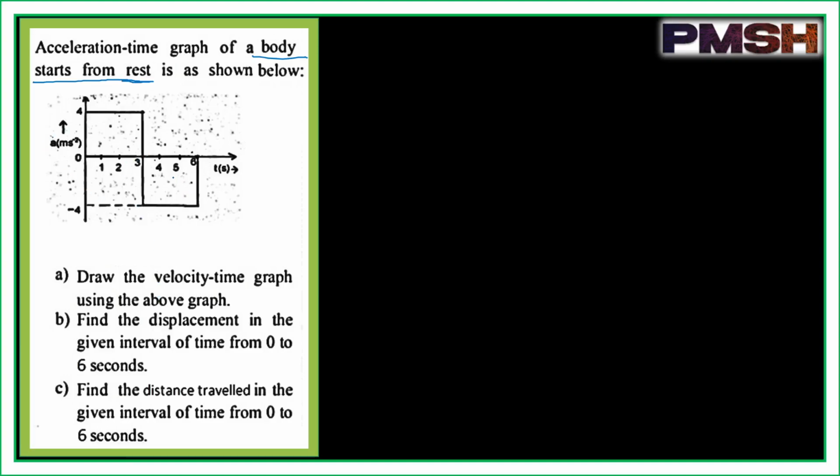So using this graph, this is the acceleration time graph, right? You want to draw the velocity time graph. Now let's see what is the B question. Find the displacement in the given interval of time from 0 to 6 seconds. Now what is the C question? Find the distance traveled in the given interval of time from 0 to 6 seconds. So these are the questions.